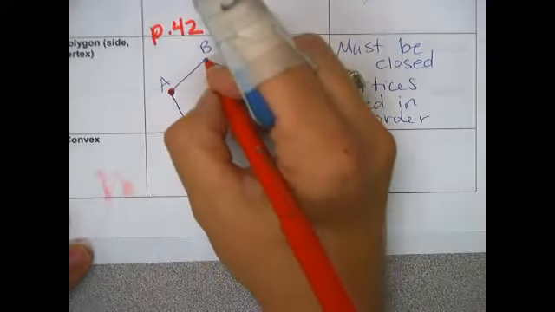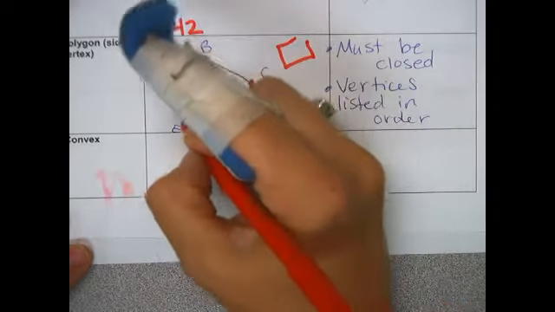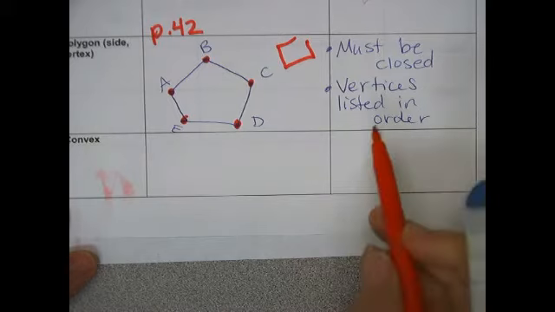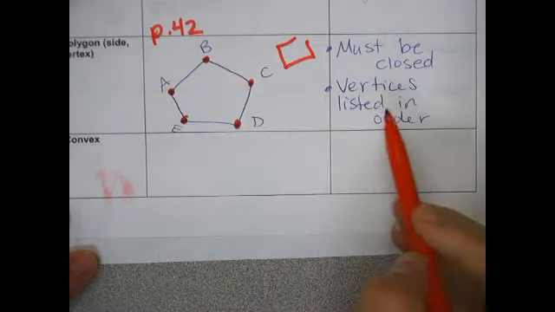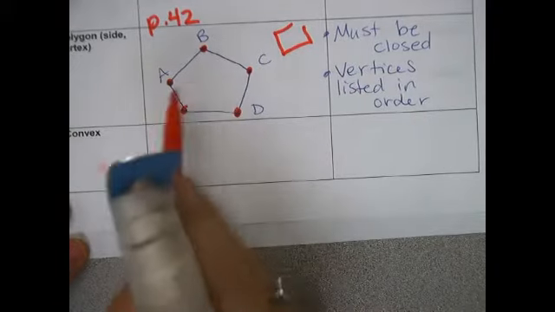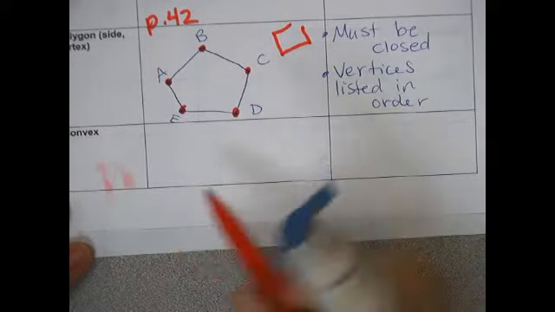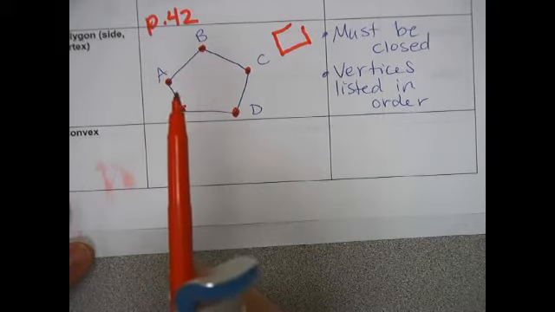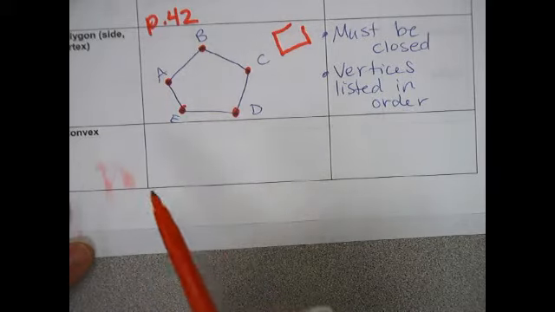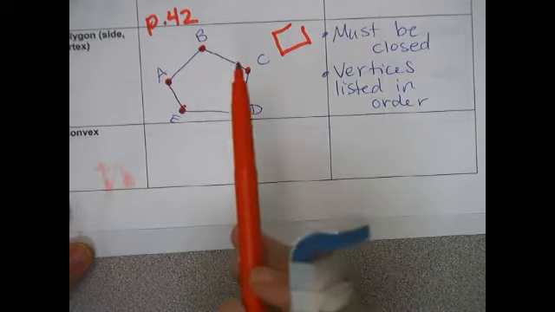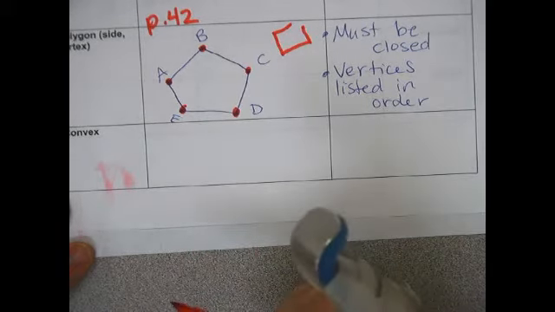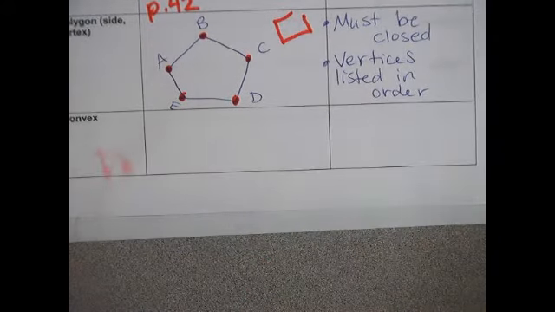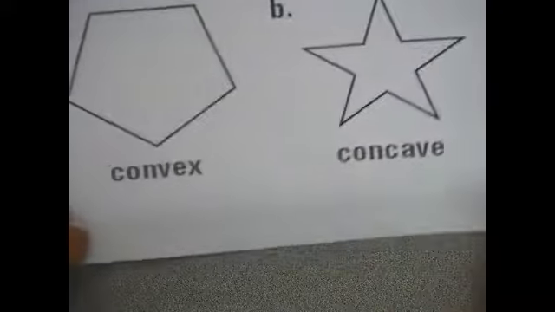The vertices are found where any two sides come together. The plural of that is vertices, so there's vertexes, but vertices. And when we refer to this as a polygon, you want to list the vertices in order. So you could go in any order you wanted, but it could be polygon A, B, C, D, E. It could be polygon D, E, A, B, C, or anything like that. Okay, so take a minute to get that definition down.